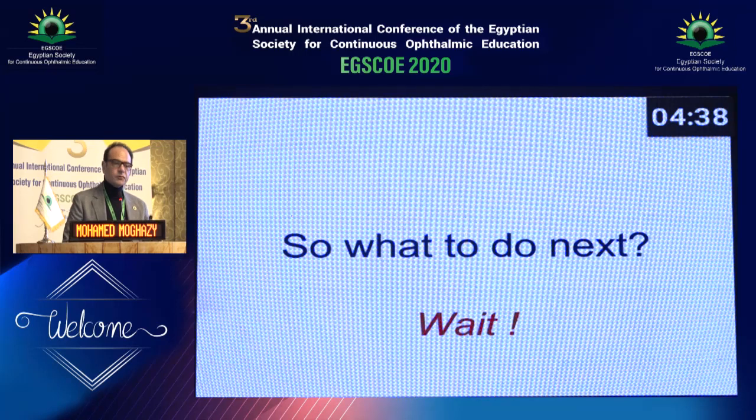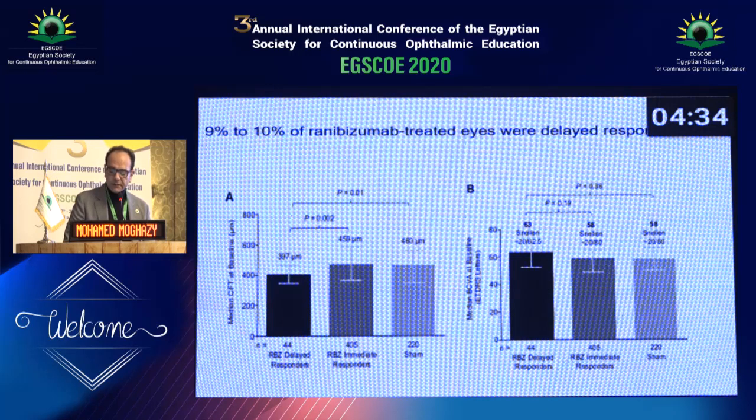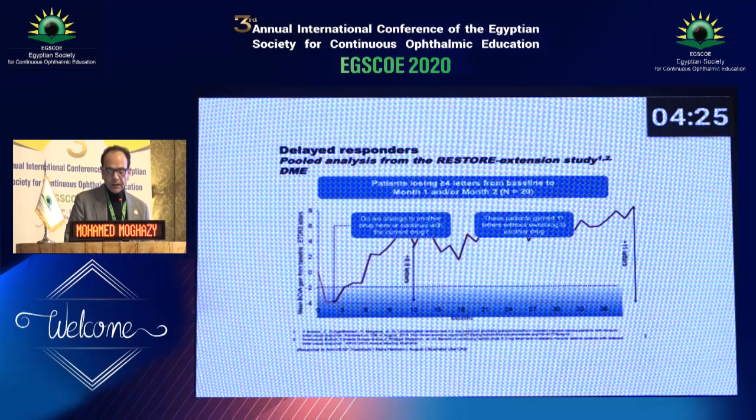Why wait? Don't just take the 3 injections and say, well, the patient is not responsive. Because 9 to 10% of ranibizumab-treated eyes were delayed responders in the RESTORE trial. And also in the RESTORE trial, some of the patients who initially lost vision continued to improve and gained an average of 11 letters at 12 months.